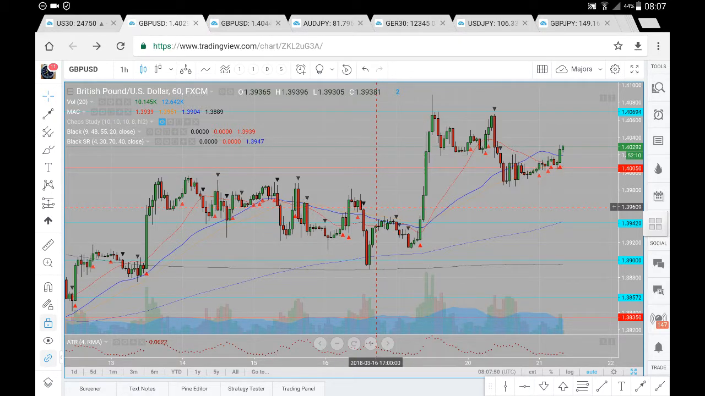So this is the pound dollar analysis for Wednesday, 21st of February. Now, let's just have a look at where price may likely go.